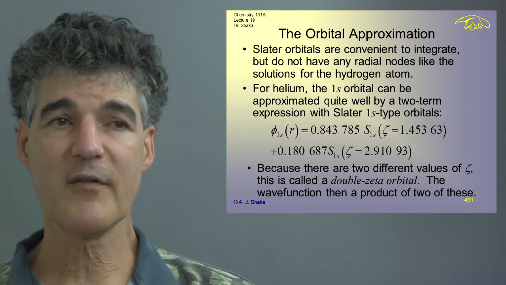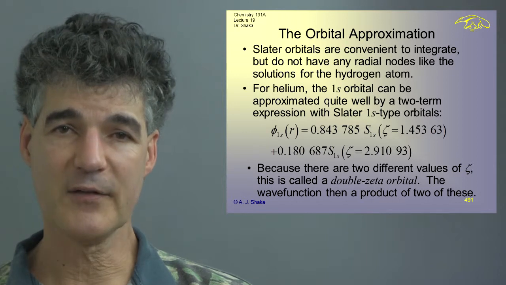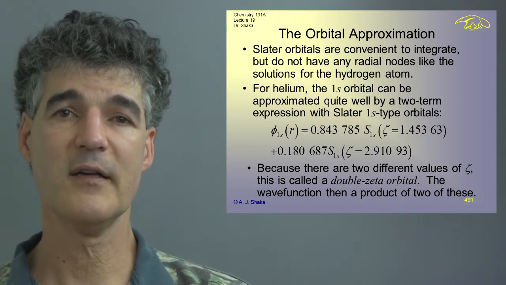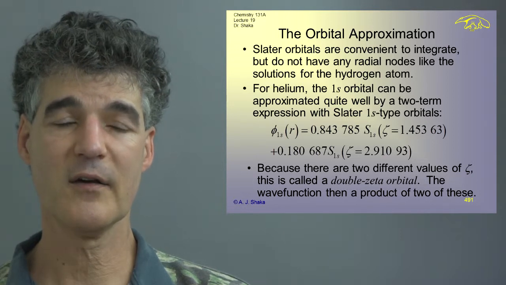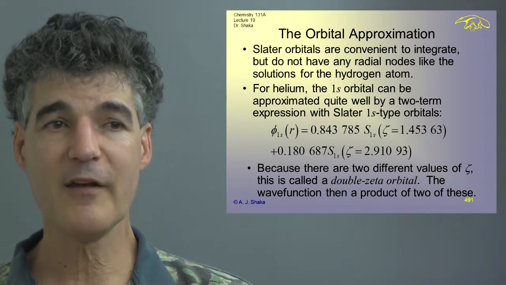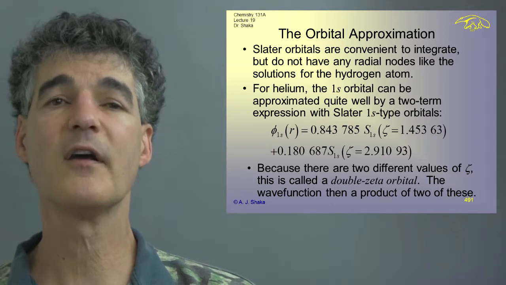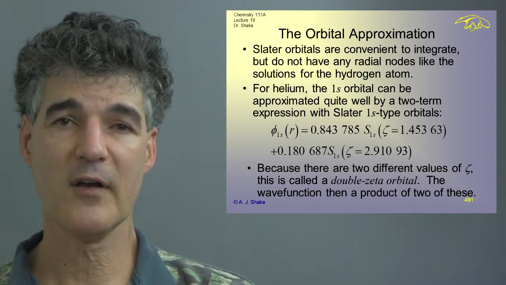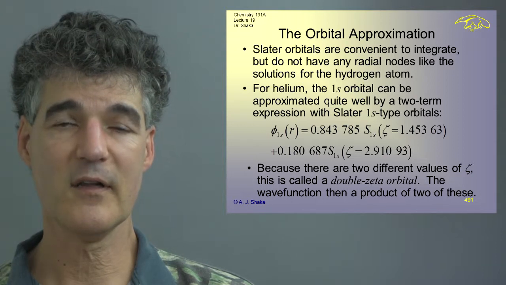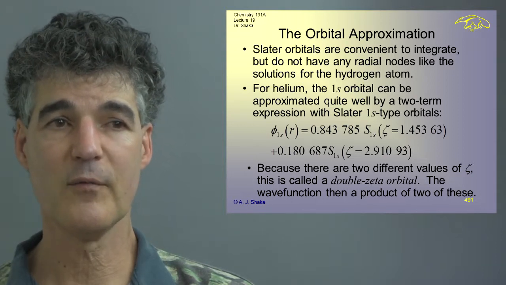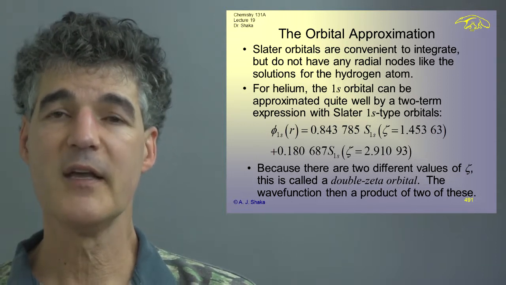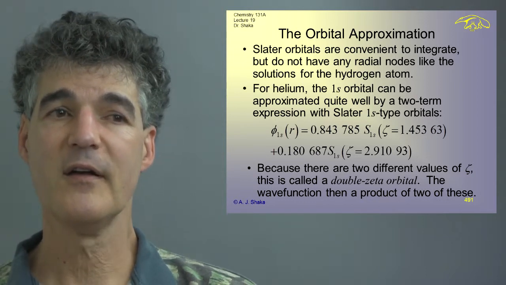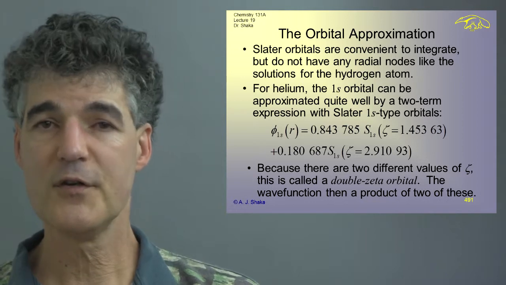They're convenient to integrate. They don't have any radial nodes. We can use them. They're really common, used in quantum chemistry. And for helium, I've written out here the best single electron wave function, the 1s orbital for helium. It's pretty well approximated by a Slater term with two terms.